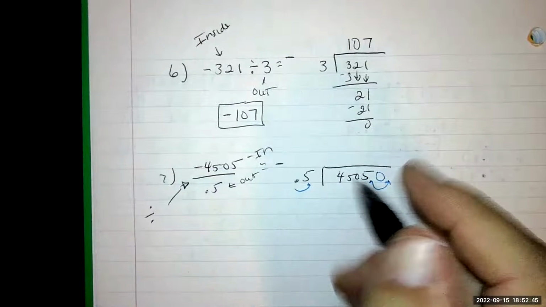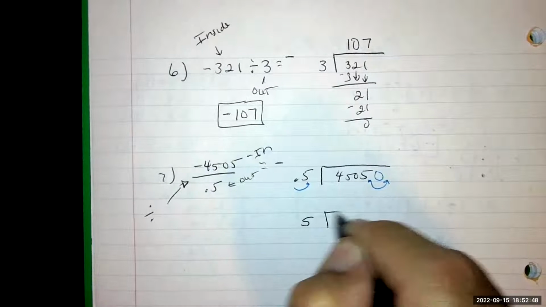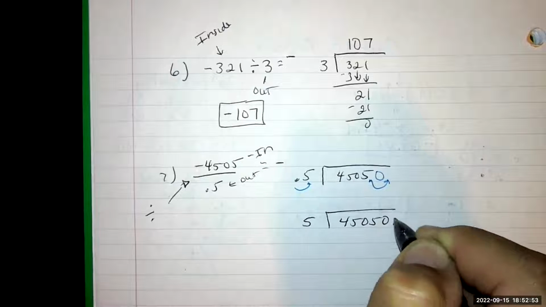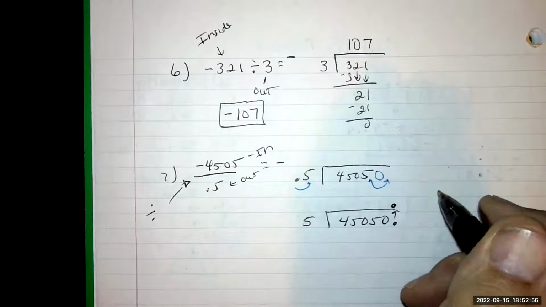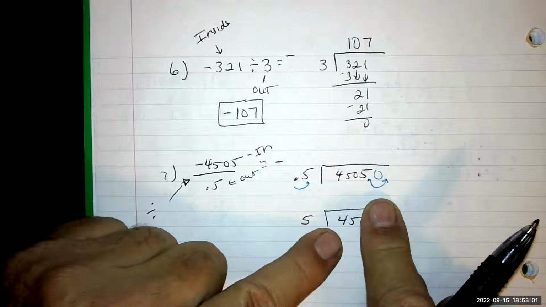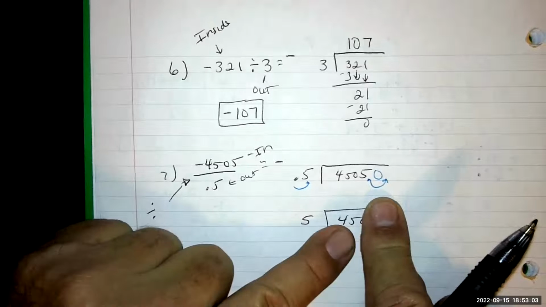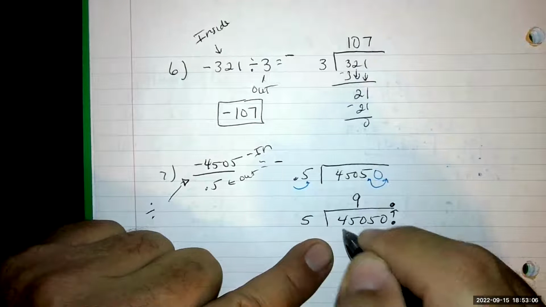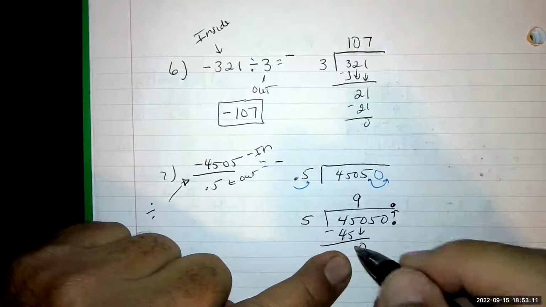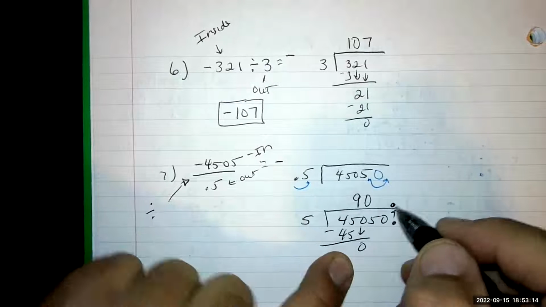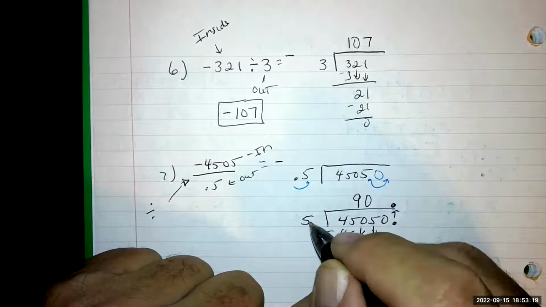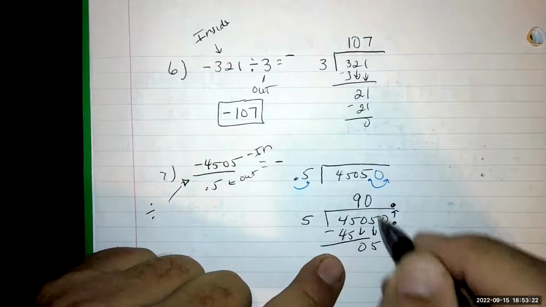So here's what we really have. We have 5 being divided into 4, 5, 0, 5, 0. And my decimal now is at the end. I'm going to put it right there. Now, let's just divide. Does 5 go into 4? No. Does 5 go into 45? Yes, 9 times. Bring down our 0. Does 5 go into 0? No. Does 5 go into 5? I got to bring down my 5, don't I? Does 5 go into 5? Yes, 1 time.